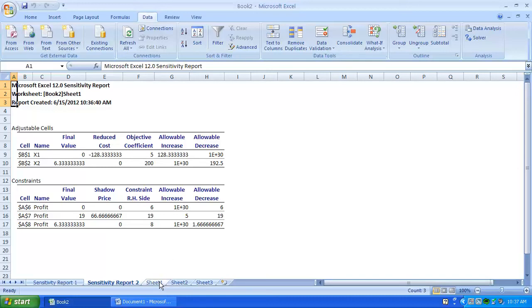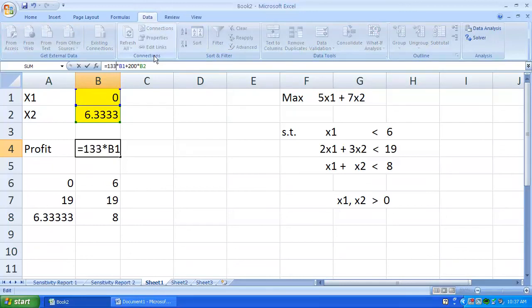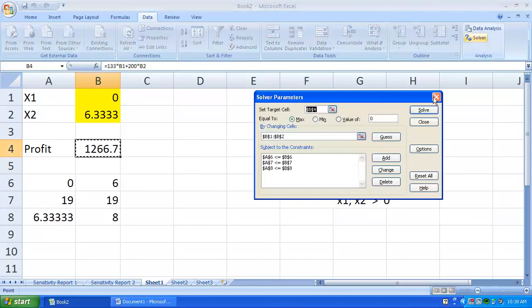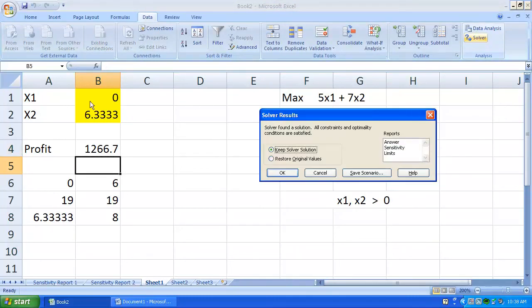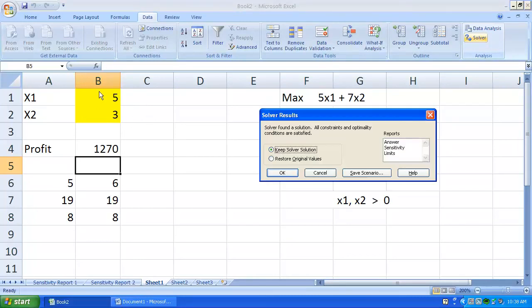So let's prove that to ourselves. I want to raise the coefficient in front of X1 by 128. Okay. Let's see here. So instead of 5, we're going to put 133. Now, I'm going to solve it again. And you see it's still the same. Now let's go back in here and let's make this 134, beyond the threshold, beyond that reduced cost. Solve it again, and now it becomes part of the solution again. That's the meaning of that reduced cost.